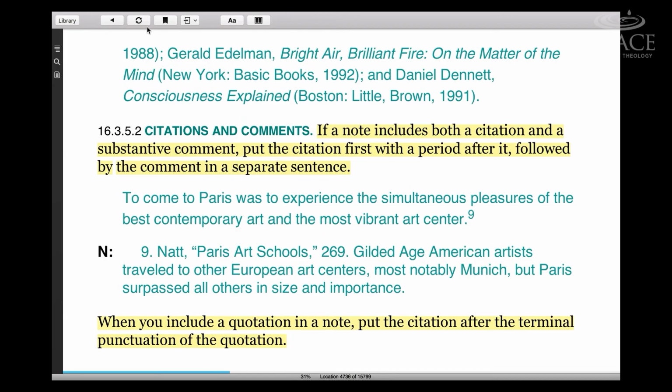If a note includes both a citation and a substantive comment, put the citation first with a period after it, followed by the comment in a separate sentence. So a footnote doesn't just have to be the information on the source alone. You can put text in a footnote.